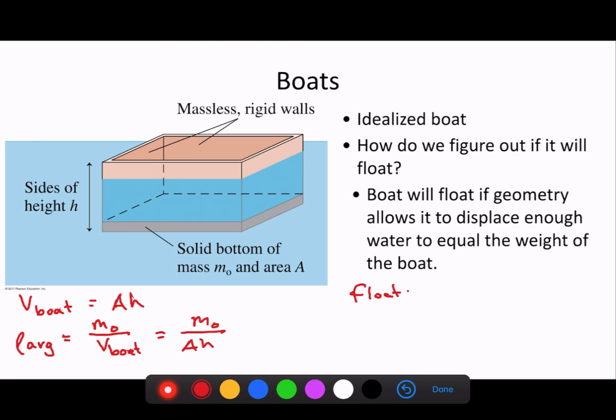This boat will float if that average density is less than the liquid that it's in. So we'll assume water, seawater, whatever it is that you want, but less than the fluid that it happens to be. This explains why oil and water separates, why you see one on top of the other, and I'll leave it to you to go through and take a look at the table to determine which one should be floating on top of the other.